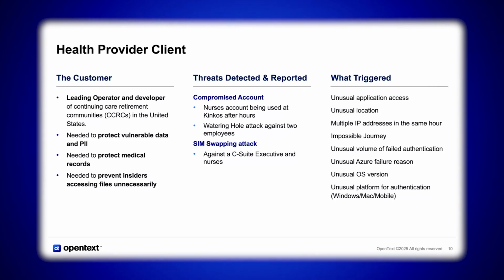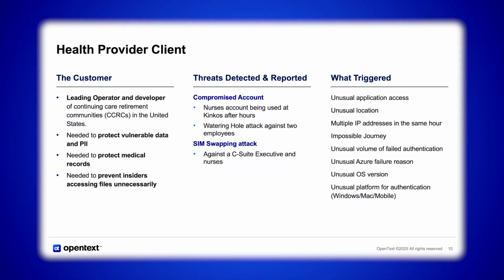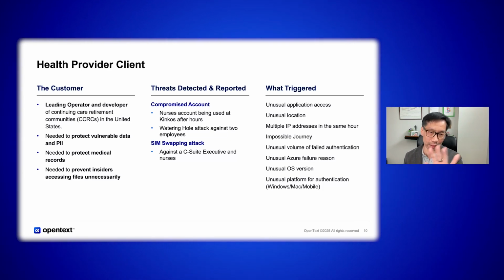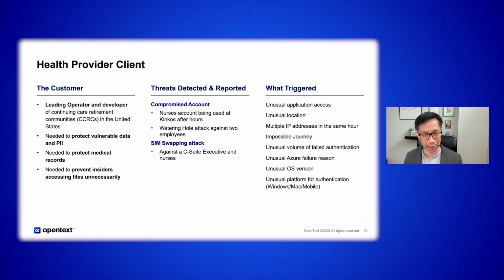Looking for unusual locations, someone coming in from China and they normally aren't, someone coming in from the US and they normally don't. Looking for impossible journey, multiple IP addresses in the same time frame, and so on and so forth. I'm not going to read it out to you, but we have hundreds of different models that are all looking for behaviors across different vectors, across different types of accounts and machines. Okay? This truly is a different approach.